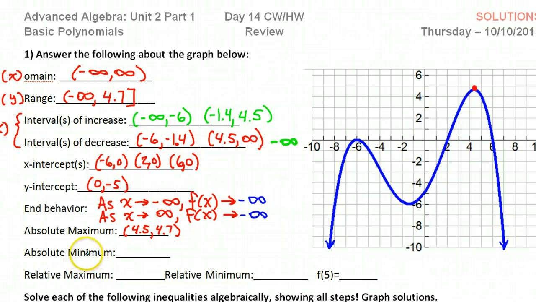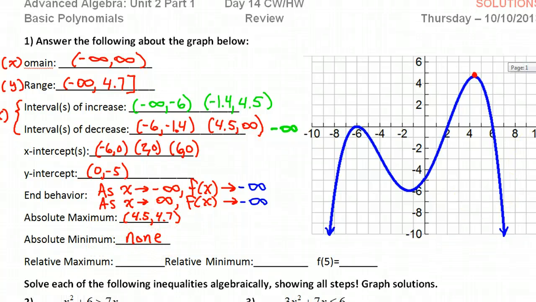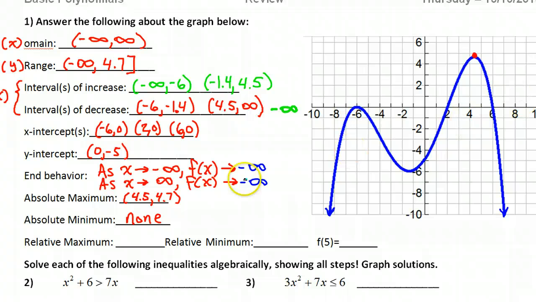Is there an absolute minimum? No, there's no absolute minimum. I'm going to write none. This graph goes down, down, down forever, so there's no minimum. Don't put negative infinity, because that isn't a minimum. So, no absolute minimum. Now, is there a relative maximum? Meaning, is there a point that's at the top of a hill, even though it's not the highest point on the graph?